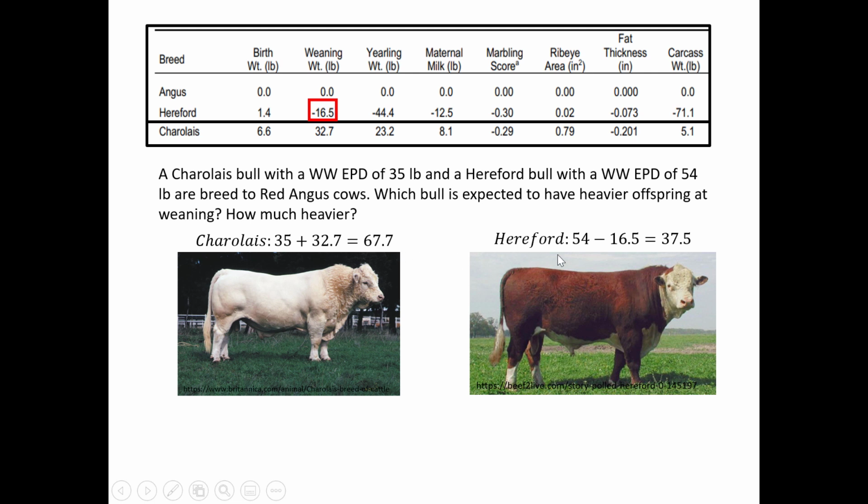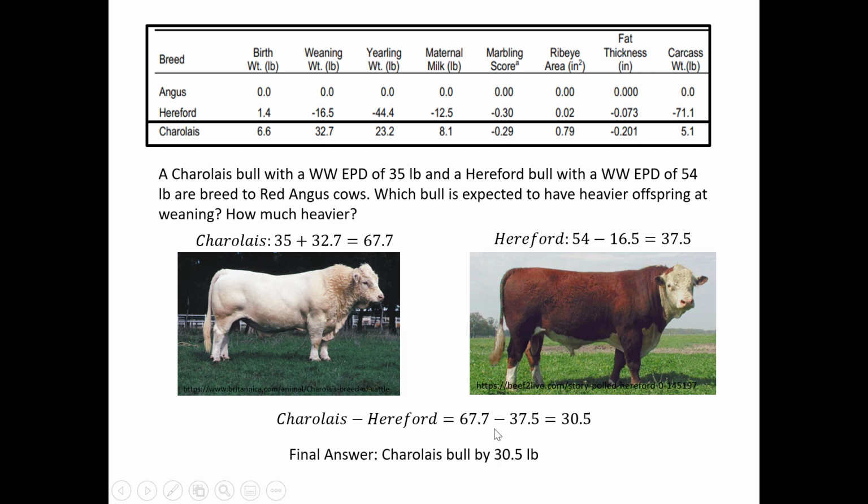Looking at our two weights now that they've been adjusted, we know that the Charolais bull will have heavier calves at weaning because he has 67.7 pounds compared to our Hereford bull, which is 37.5 pounds. We'll take the difference again. We'll do the Charolais minus our Hereford. So we get 67.7 minus 37.5, and that gives us 30.2. Your final answer would be the Charolais bull by 30.2 pounds.